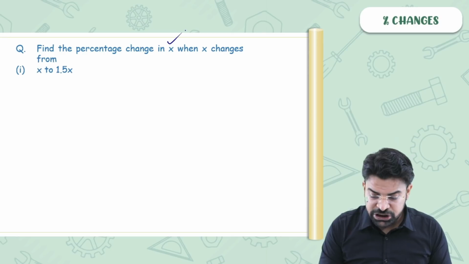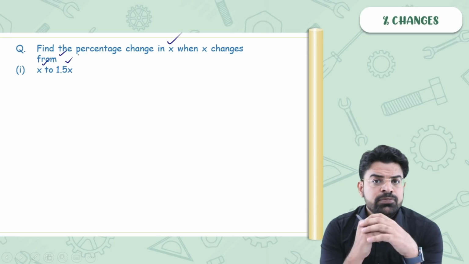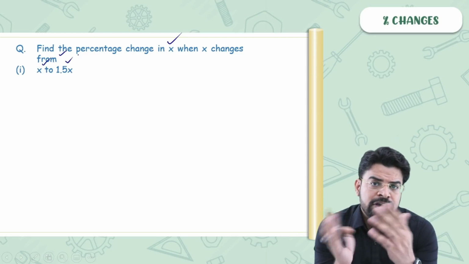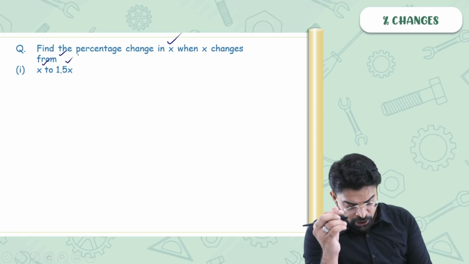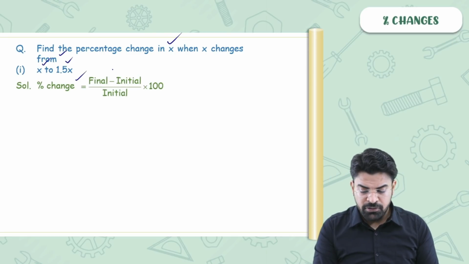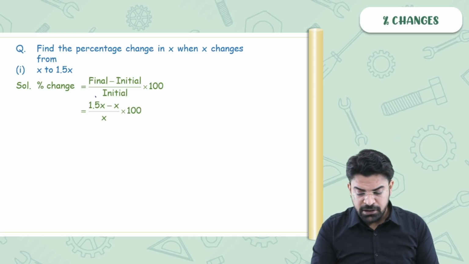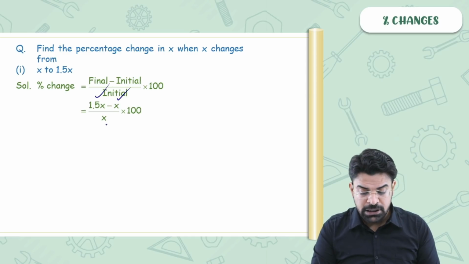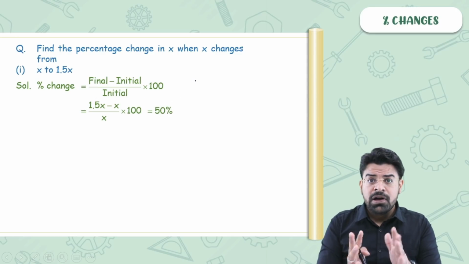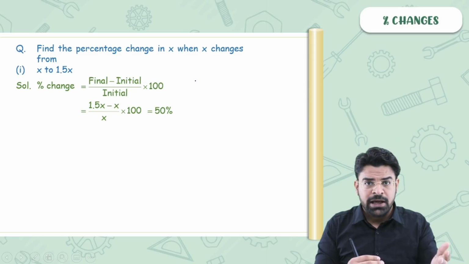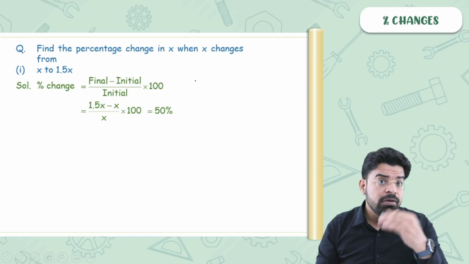Find the percentage change in x when x changes from x to 1.5x. You should be able to answer the reverse question. If a quantity x becomes 1.5 times, then what is the percentage change? We know that percentage change is given by final minus initial upon initial into 100. So here you will write final value 1.5x minus initial value x upon initial value x into 100. That will be nothing but 50%. So this is the reverse question. If a quantity becomes 1.5 times, you should be able to answer that the quantity increases by 50%.